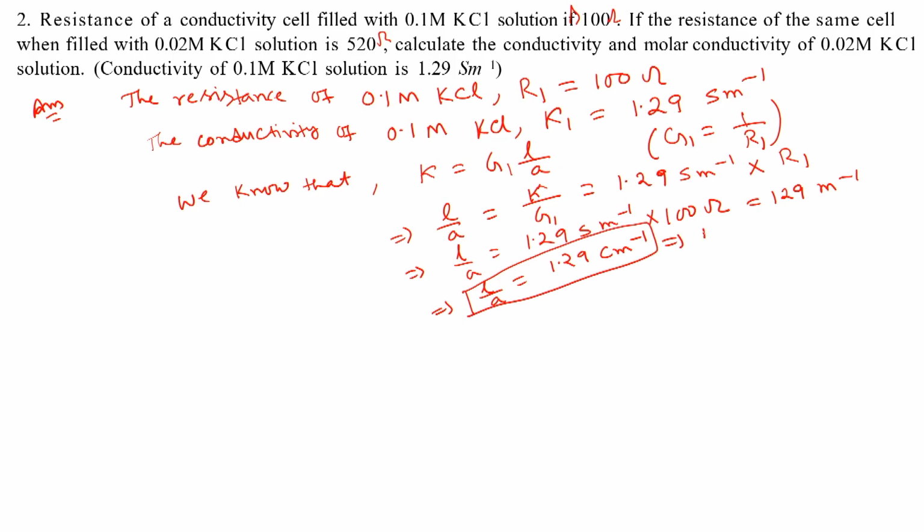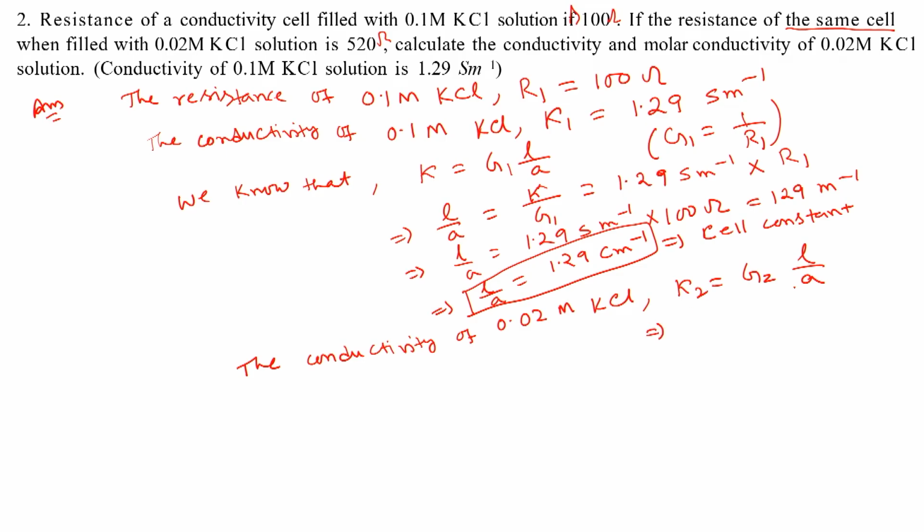This is the value of the cell constant that we calculated, because we will be using the same cell here. Okay, it is the same cell. So we need to calculate the cell constant first. Okay, now to calculate the conductivity of 0.02 molar KCl, if we say this is kappa 2, it is G2 times L by A.